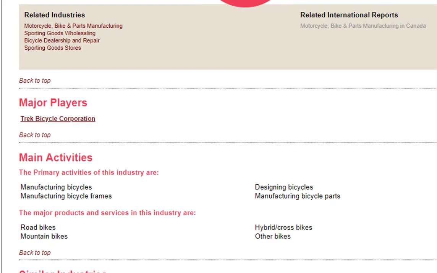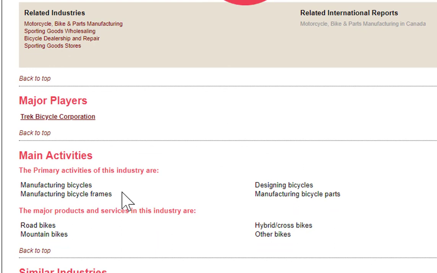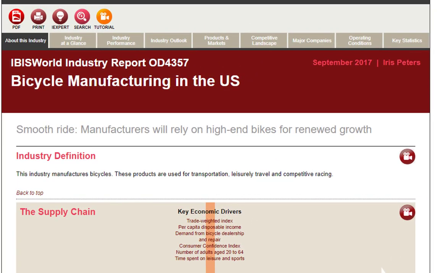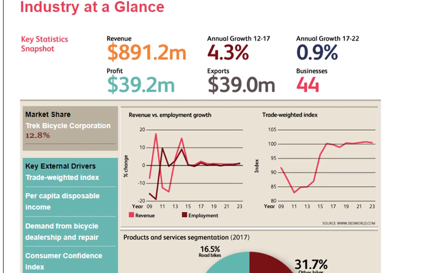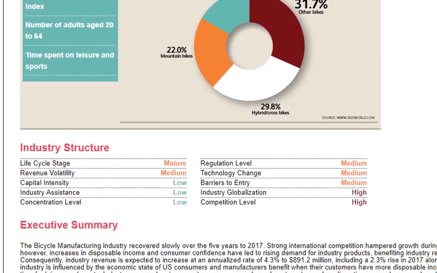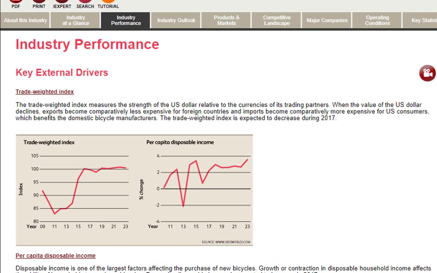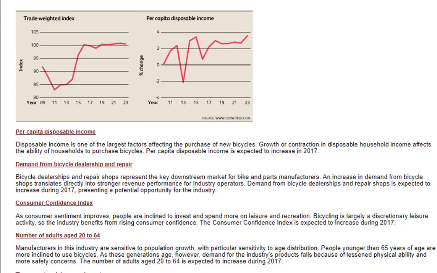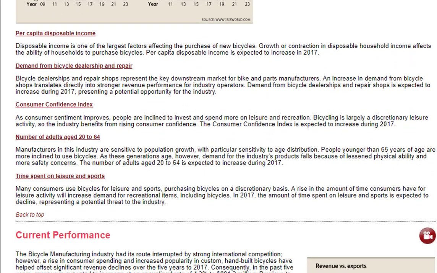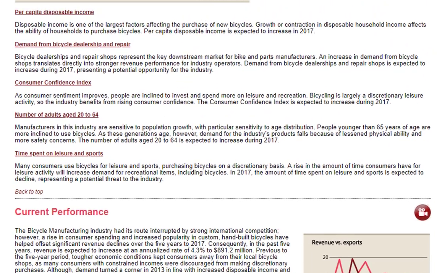Major players, and then main activities. So you'll see manufacturing bikes, bicycle frames, designing bicycle, manufacturing bicycle parts. That's what I'm most specifically interested in. Major products and services, you'll see right here, the second one is going to be mountain bikes. So within this report, Industry at a Glance is going to give you even a broader summary, some statistics, industry structure, executive summary. Industry performance, it's going to give you some external drivers, and you'll see some things that might be influencing your specific industry that are outside of their control.